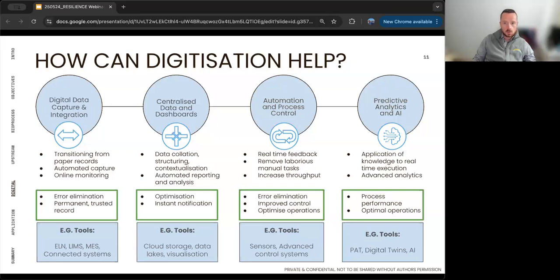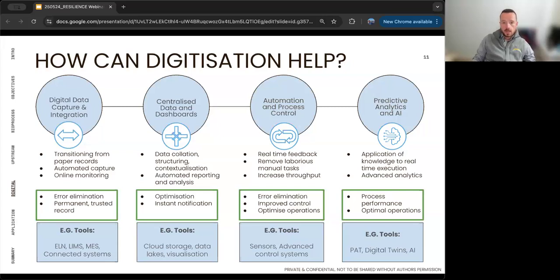Then you have automation and process control. So whether that's physical or virtual, that can enable real-time feedback into a process. It will remove arduous manual tasks, and it holds the potential to hugely increase the throughput of your process. So you can generate more therapies for more patients at a lower cost, which is ultimately what this is all about, the accessibility of these medicines to the people that need them.